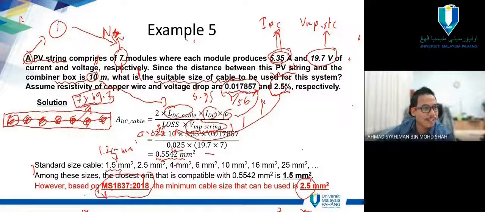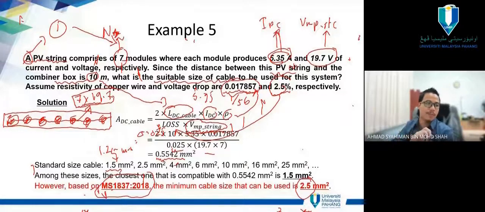P.Y.Lim dengan Neo. Tapi reason tak tahu. Jawapan dia, kita ada standard. Standard inilah regulation. The standard MS1837 2018 ni for the Malaysian case lah. So, 2.5. Even though you calculate, you get 0.5542, you need to use 2.5. You cannot use 1.5. If you use 1.5, you against the Malaysian regulation.